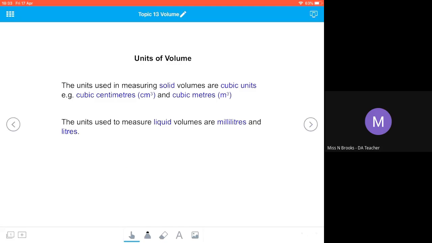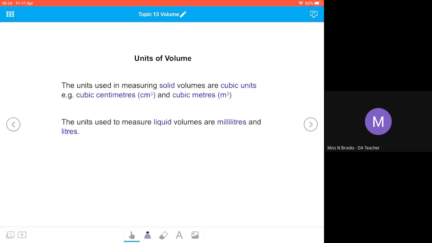So the units used are different whether it's a solid volume or a liquid volume. For solid volumes, we're using cubic units. So if you remember, when we're measuring a length, we're measuring it in millimeters, centimeters, meters, kilometers for metric units. If we were working out area, we then used squared units. So it became millimeters squared and centimeters squared. So if we're working out volume, it's going to be cubic units.